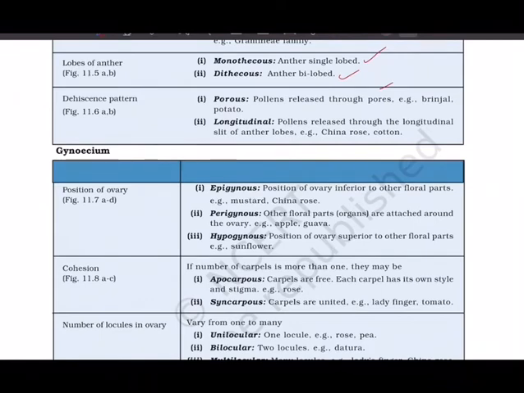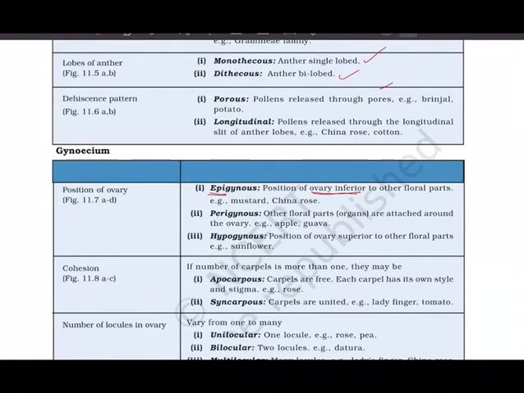Epigynous: I said epi means upon, that is, the position of the ovary is inferior to other floral parts. You must remember epi means upon, other things are upon, that means the ovary is below, inferior ovary, as in mustard and China rose. Perigynous: other floral parts are attached around the ovary, meaning neither inferior nor superior.